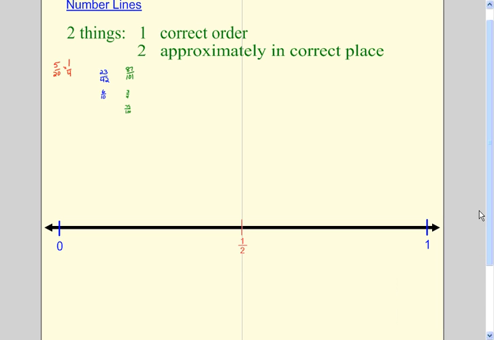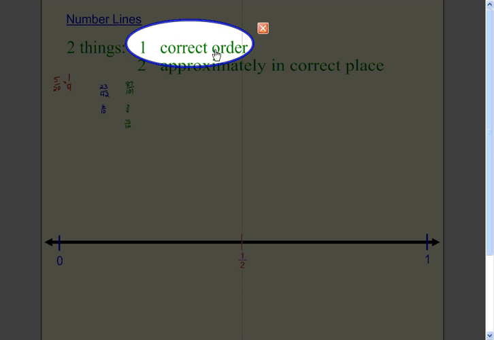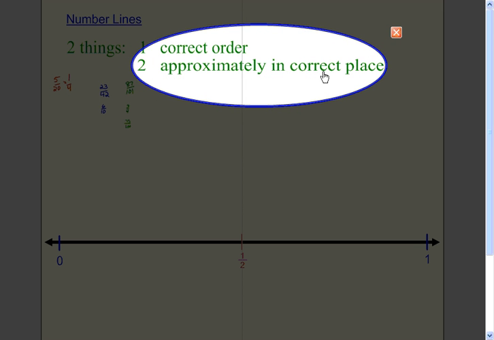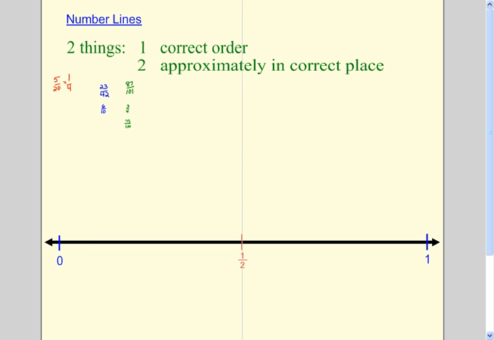When we put fractions on the number line, we need to remember two very important things. First step is to make sure that everything is in the correct order. The second step is to make sure that everything's approximately in the correct place. So correct order, correct place. So let's see what that means for a couple of fractions.